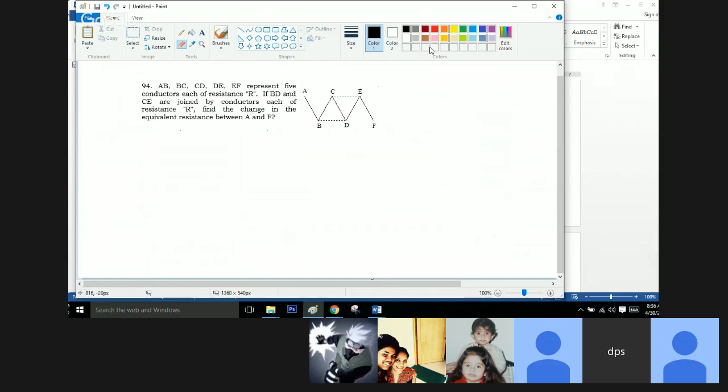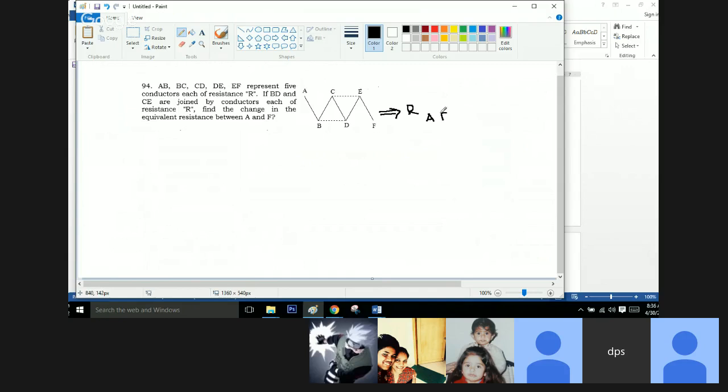A, B, B, C, C, D, D, E, E, F represents 5 conductors, each of resistance R. If BD and CE are joined by conductors, each of resistance R, find the change in the equivalent resistance between A and F. Wonderful. Let us say that first they are not joined. When they are not joined, what is the value of R total between A and F?